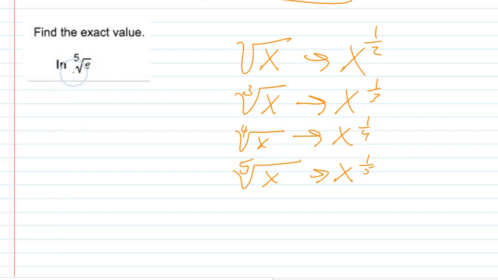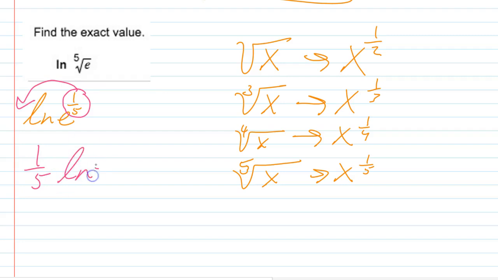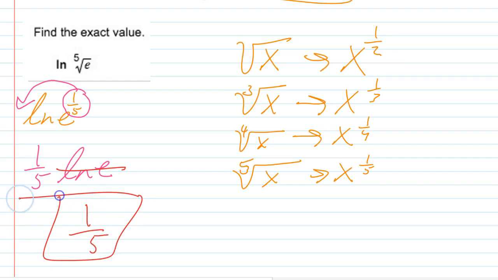So now the natural log of the 5th root of e. First thing we're going to do is change it to fractional exponents. We have the natural log of e to the power of 1/5. We have the property that says I can bring the exponent in front of the log. That's going to give me 1/5 in front, natural log of e. We already said that the natural log of e cancels itself out, leaving me with a final answer of 1/5. This would be an exact answer. We didn't need a calculator.